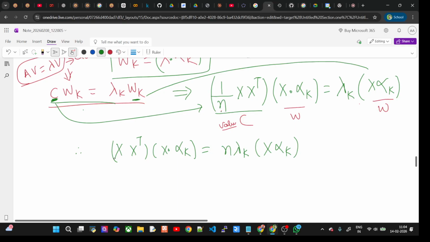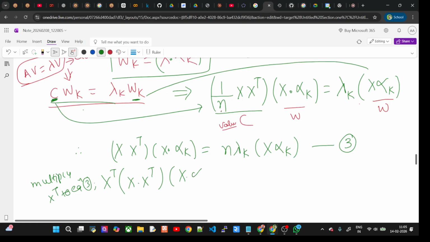It's not something like you have deriving something. So here in the derivations, now what happens, I will multiply x transpose to both sides, maybe this is equation number 3, so x transpose to equation number 3. Okay, x into x transpose, x into alpha k, nothing happens. Okay, x transpose n lambda k x into alpha k. Okay, this is equation 4.